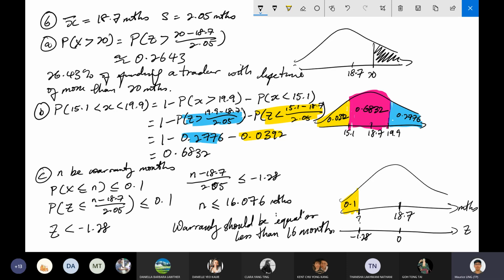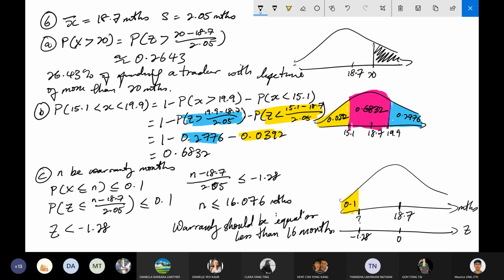Still don't understand. Which part don't you understand? Why Z less than 1.28? Okay, so if your warranty period is 19 months, how many percent of the trackers will die within the warranty period? About 50%. Correct. So it has to be less than 18.7 months.